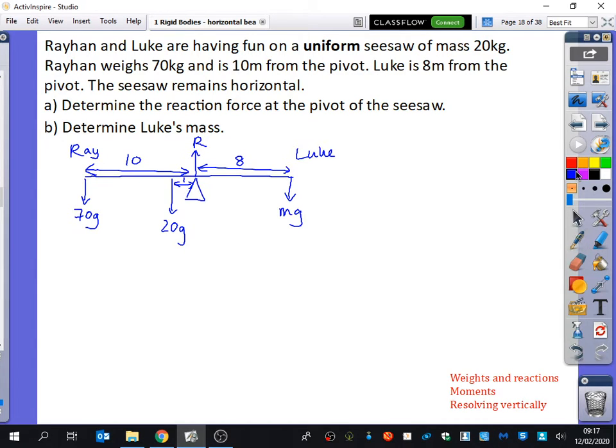There's actually only two things you can do. What are the two things you can do in a moments question? Take moments and resolve up and down. That's literally the only two things you can do, right? Obviously, with taking moments, there's a lot of choices you can make because you can take moments from many different points. And we know if you take moments from any point, because it's in equilibrium, there'll be no resultant moment.